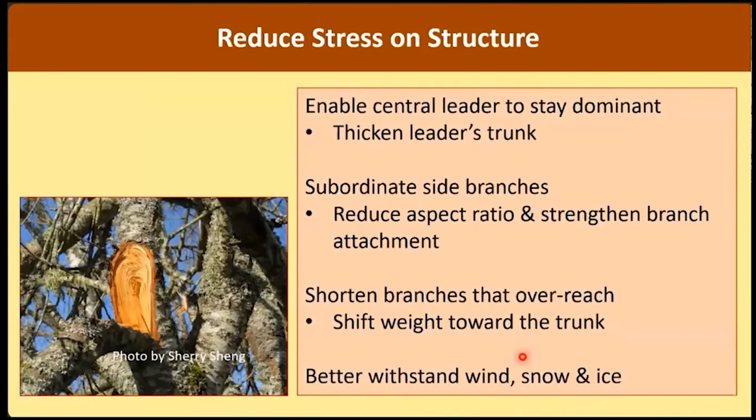We want to enable the central leader to stay dominant, and that thickens the central leader's trunk. We want to subordinate the side branches. This allows us to reduce the aspect ratio and strengthen the branch attachment. And in addition, we want to look at the weight on these branches, especially the ones that are reaching very far away from the trunk, and shorten them. And that allows us to shift the weight toward the trunk. And all these together will allow our tree to better withstand wind, snow, and ice, and prevent this kind of breakage from happening.